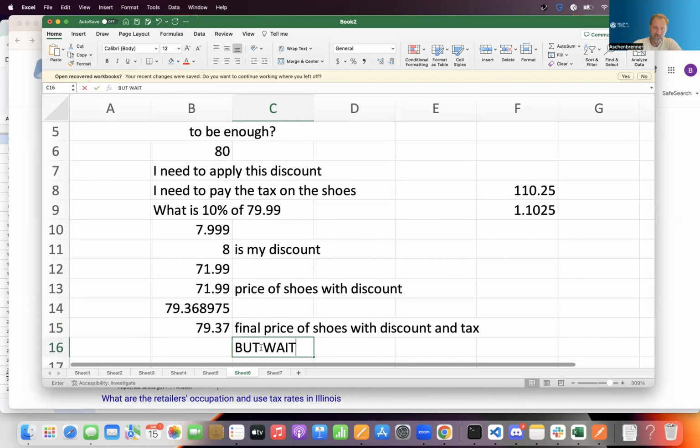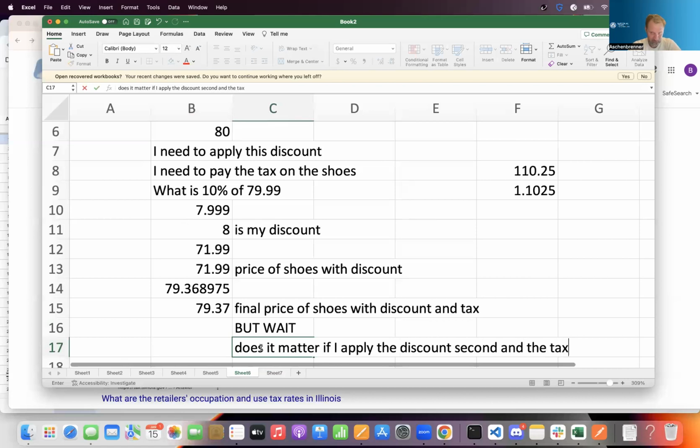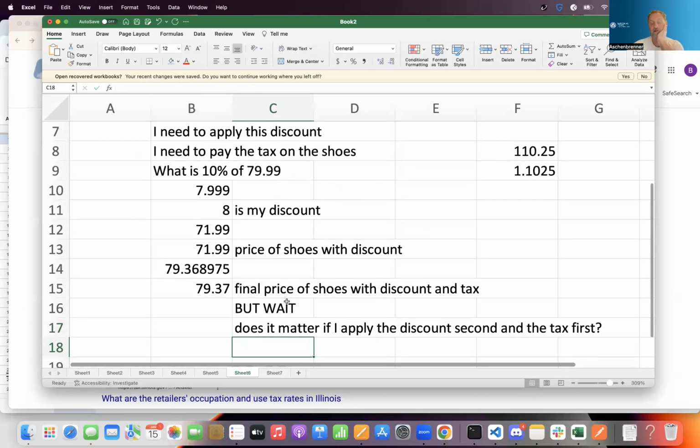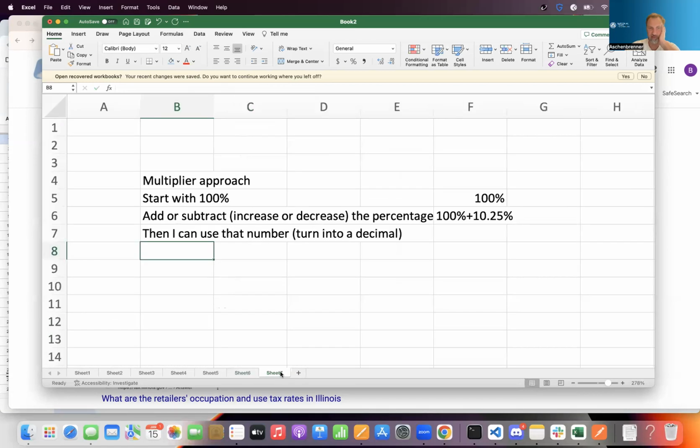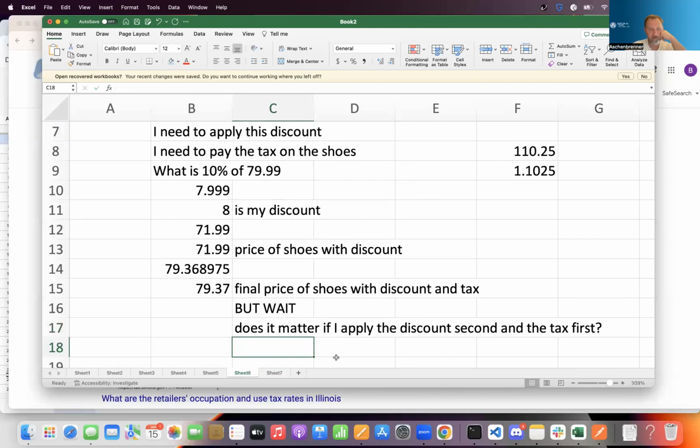But wait, you might be wondering, does it matter if I apply the discount second and the tax first? It's a good question. And I'd have to kind of do more math to figure out whether I get the same answer. But let me answer that question more generally using the multiplier approach. And I think the multiplier approach has some advantages here that will help us see why the answer is generally no, it does not matter.